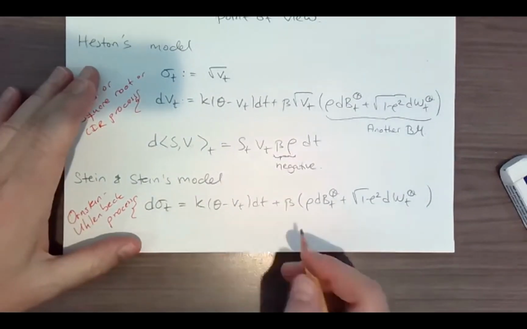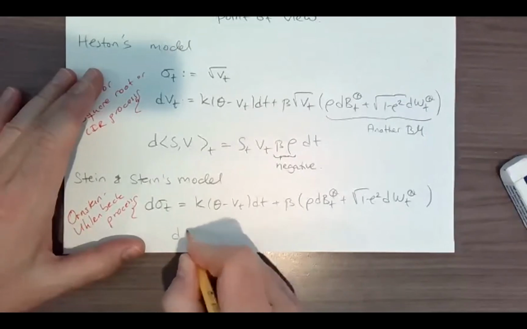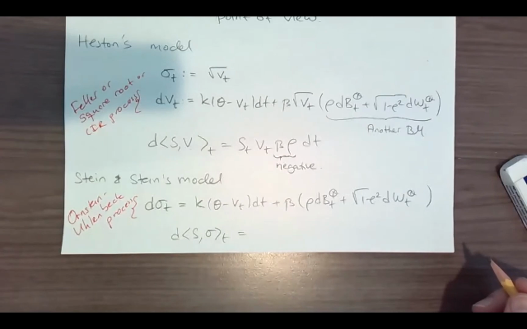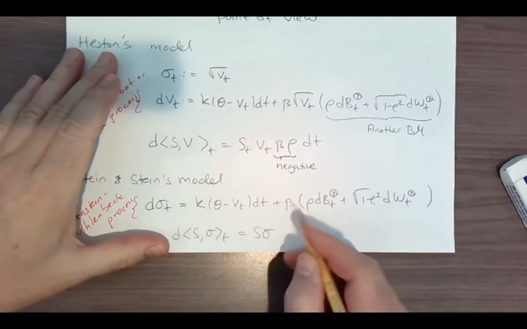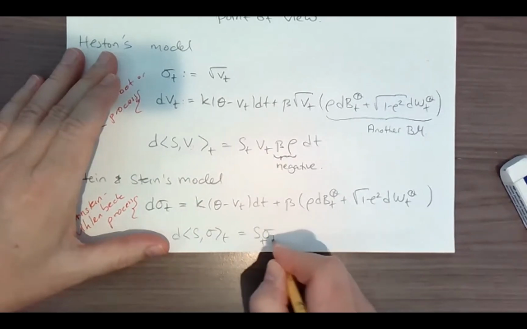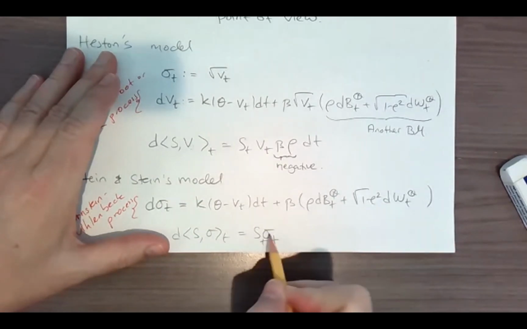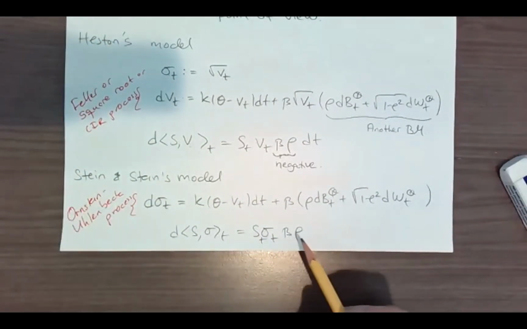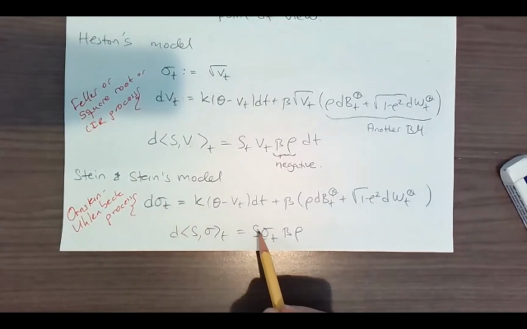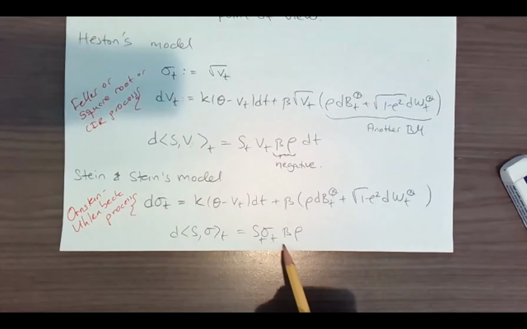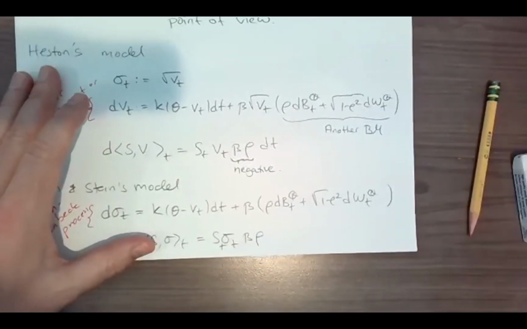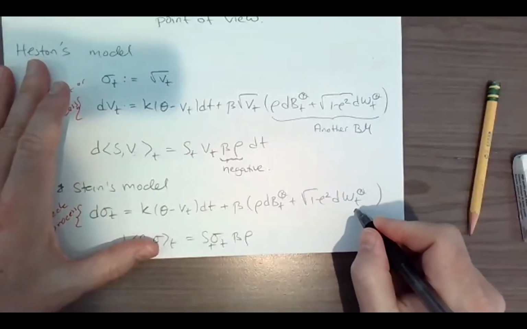Right, and so if we were to look at the cross variation between S and its volatility, we would end up with S sigma, that's coming from the stock, right? And then you have beta rho. And this time it is problematic, because sigma here, in the Ornstein-Uhlenbeck process, is Gaussian. So we cannot just choose these constants to have the right sign. Sigma t here is Gaussian.